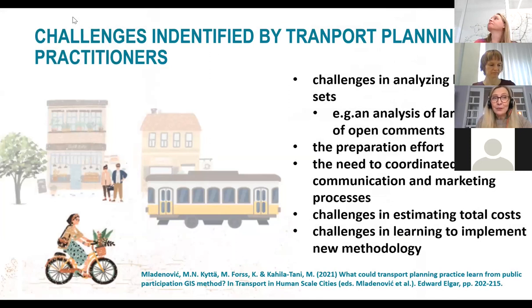There were, however, also some challenges identified by transportation planners. For example, challenges related to analyzing these kinds of large data sets, or especially the analysis of open comments, remain challenging for sure. But then you have to be very careful when you design your survey and perhaps avoid including too many open comments if you do not have resources to really invest in the careful analysis of that kind of knowledge.